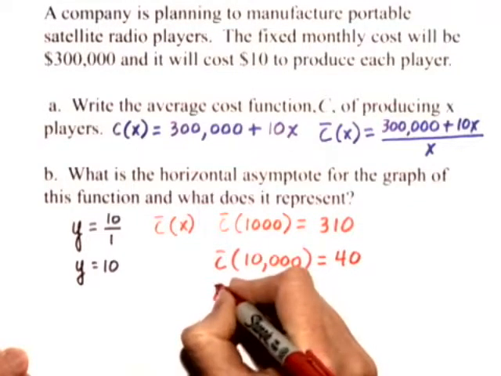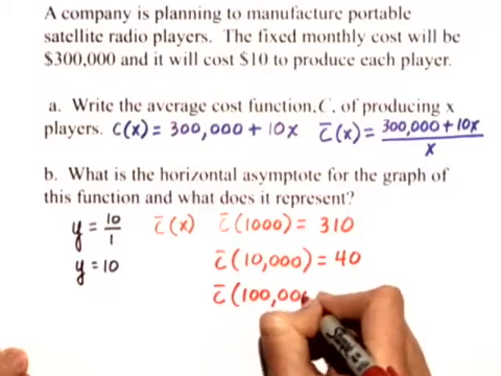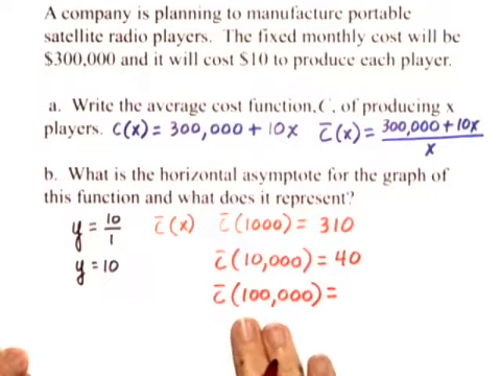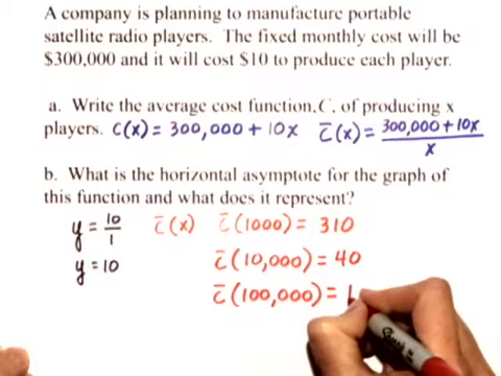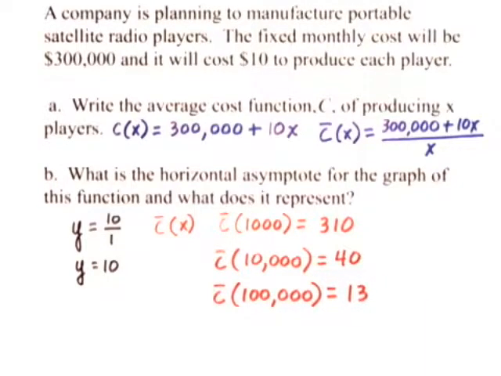Let's look at one more. Let's look at C bar of, say, 100,000. So if we calculate the average cost of producing 100,000 of these players, the cost goes down now to only $13 per player. So what's happening, you can see, the more we produce, the closer and closer the average cost value is getting to that number 10.